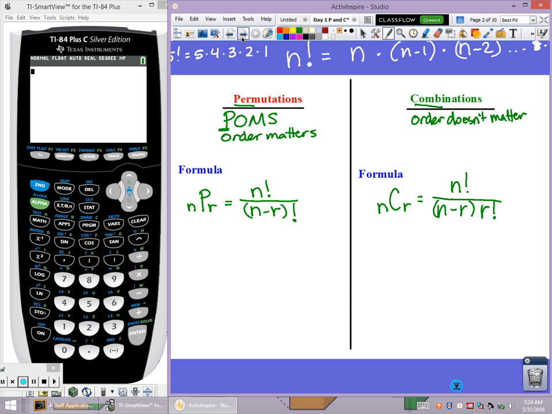All right, so here we go. Basic important stuff is permutations, order matters, and combinations, order doesn't matter.